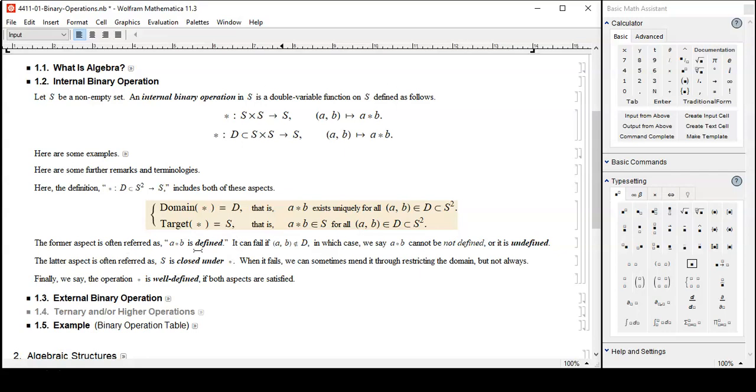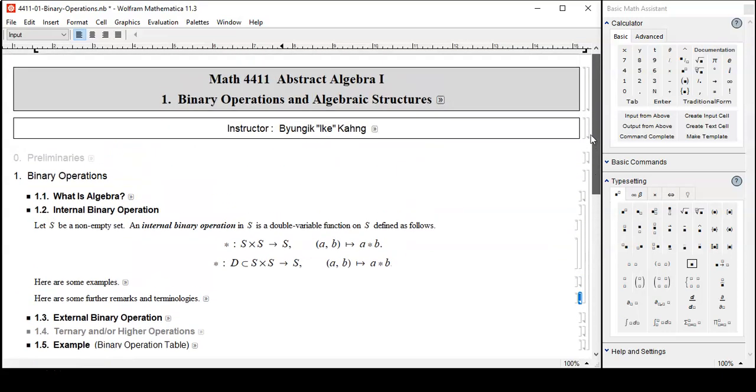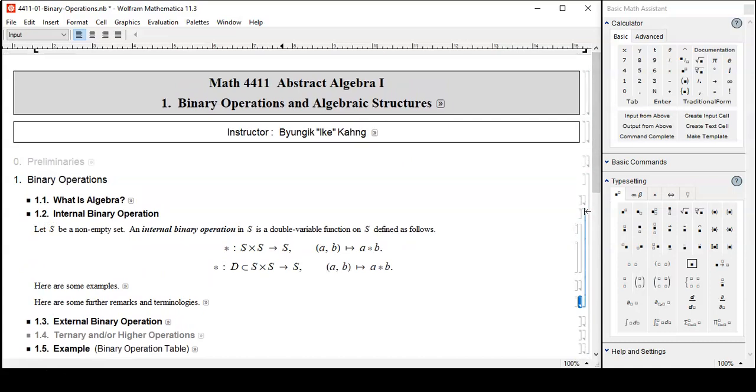Finally, putting these two together, we say the operation is well defined. So well defined means the domain and target, both of them. And whether there's some exceptional element which is undefined does not mean the entire operation is undefined. We can always restrict our domain a little bit. But of course, in some cases, when that restriction is too inconvenient, then we have to think in some other fashion. Anyway, those are the terms that you'll have to remember. Closed under blah, blah, blah. Defined, undefined, those kinds of things.